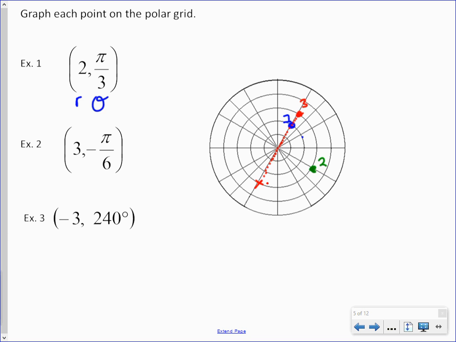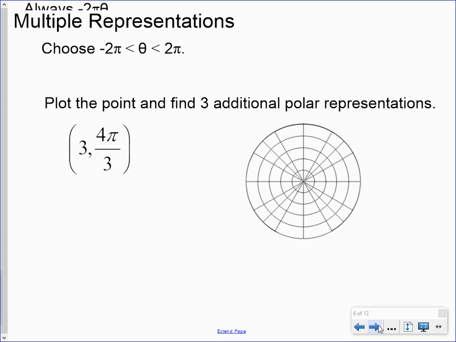Okay, so the next example is going to be a similar example in that we're going to plot this point (3, 4π/3). But we're also going to do something very similar to the bonus question on the activity that you're doing out in the hallway. Can you write that same point with different polar coordinates, but be in the same position? So we're going to call that multiple representations.